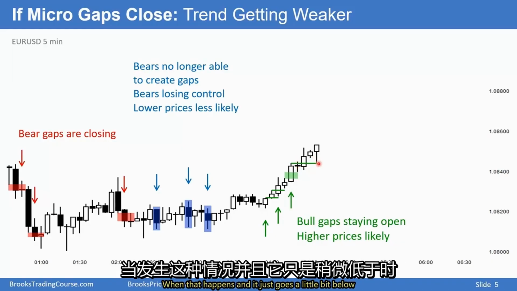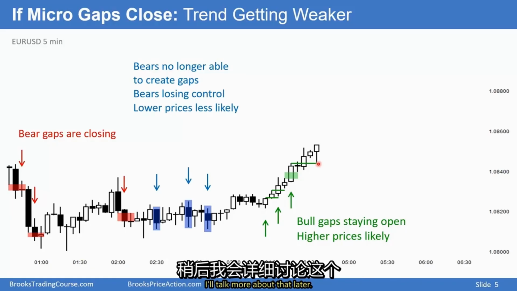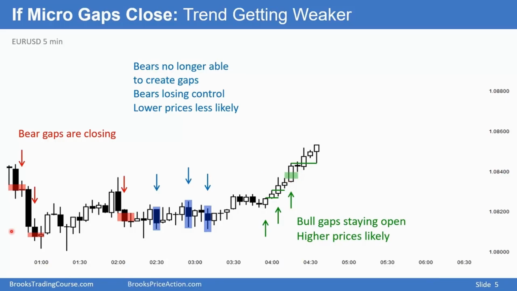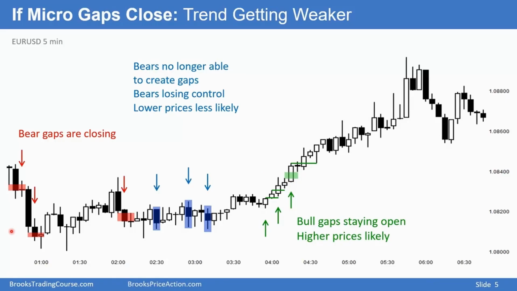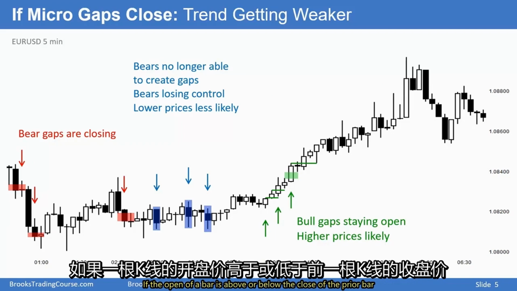When that happens and it just goes a little bit below, I still call it a gap, but I call it a negative gap. I'll talk more about that later. It's still a sign of strength, but it's not as strong a bull trend as over here where the gaps are staying open. A lot of gaps on the way up increases the chances that the market's going to go higher.